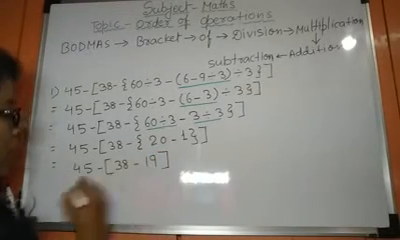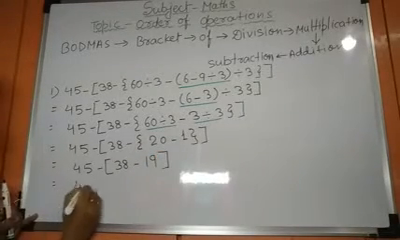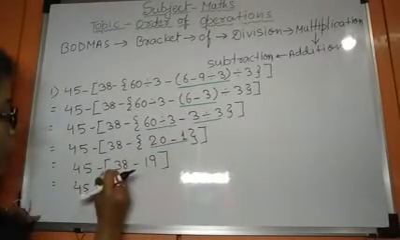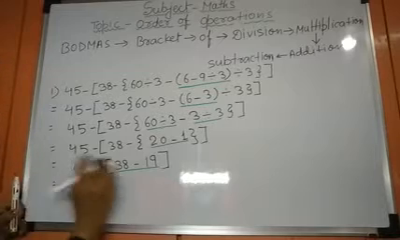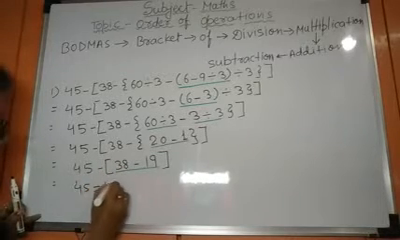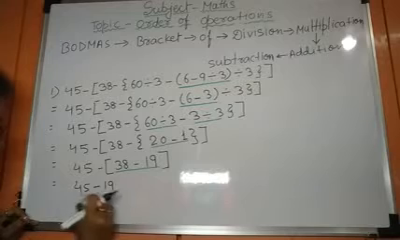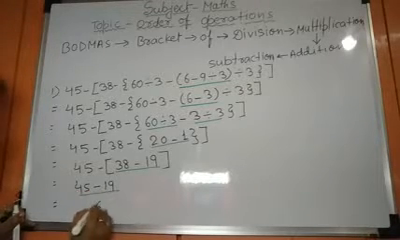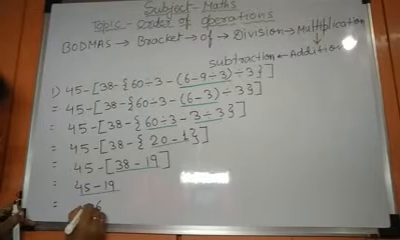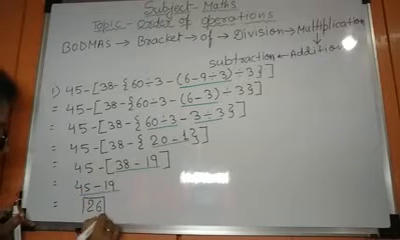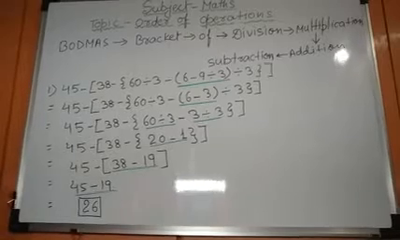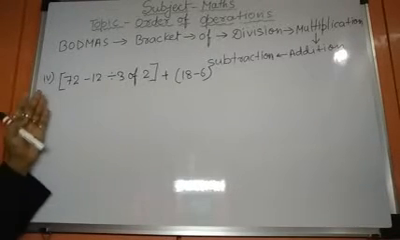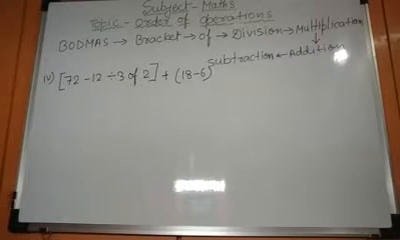We will put the square bracket. Now 45, so this work we will do first. Now 38 minus 19, that is 19. Now we will do this work. So 45 minus 19 is 26, minus 9 is 17, minus 1 is 16... so the answer is 26. Fine. Now another example of BODMAS is 72 minus 12 divided by 3 of 2.